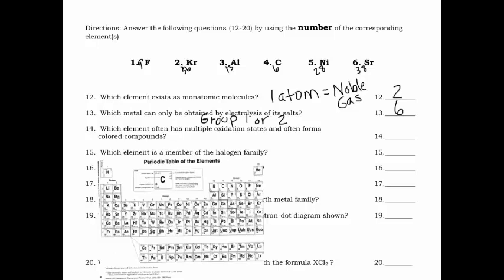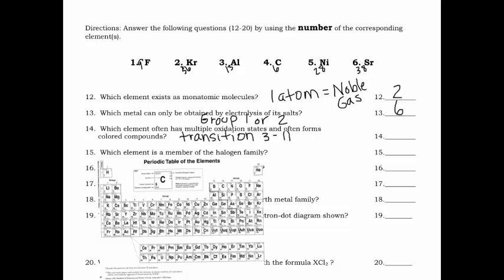Number 14, which element often has multiple oxidation states and often forms colored compounds? That is describing transition elements. Transition elements are found in groups 3 through 11.